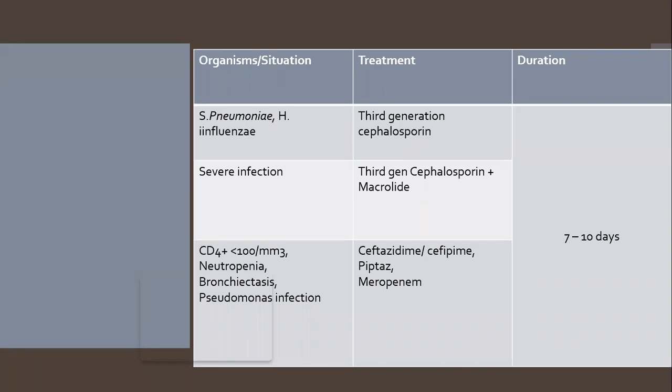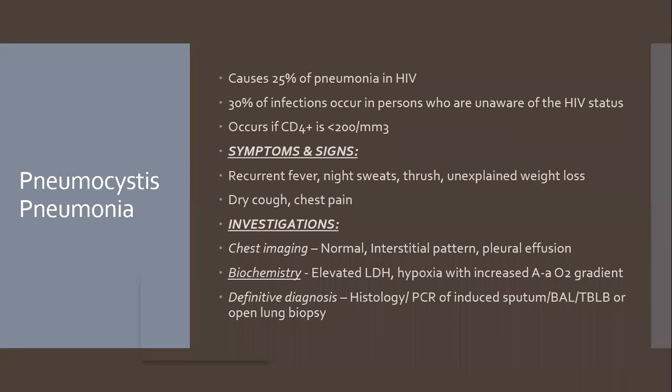These are the drugs which we give for a normal pneumonia also, right? So patient is having a pneumonia, you give third generation cephalosporin. If it is severe, we give two drugs, third generation cephalosporin as an injection and macrolide as oral. Macrolide will be erythromycin or azithromycin, clarithromycin. If the patient is very severe, having suspected pseudomonas infection, we suspect pseudomonas infection whenever there's a bronchiectasis, neutropenia. So when these are there, we give ceftazidime, piptas and meropenem for 7 to 10 days. Okay, so one thing is recurrent bacterial pneumonia.